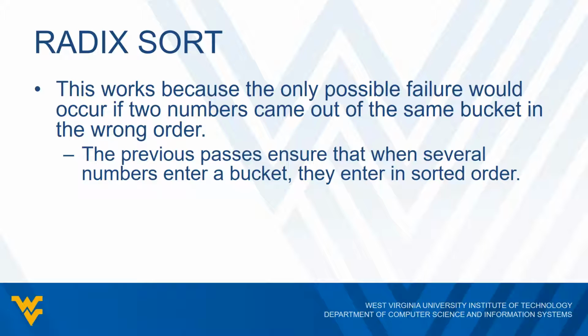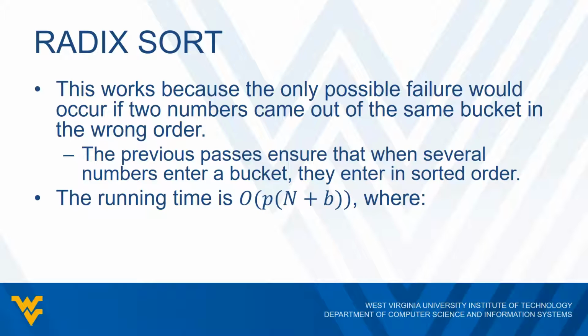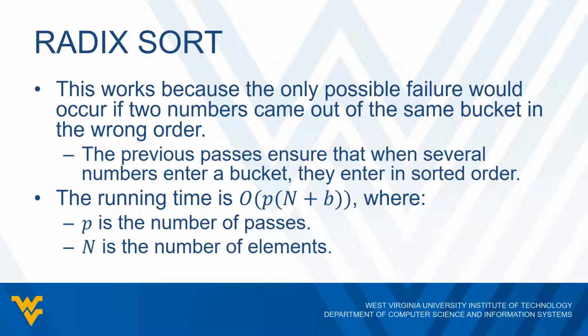Now, the running time of radix sort is O(P times (N plus B)). So what that means is P is going to be the number of passes, N is going to be the number of elements, and B is going to be the number of buckets. So we see here that if we're dealing with small numbers, then this is going to be a linear time algorithm.